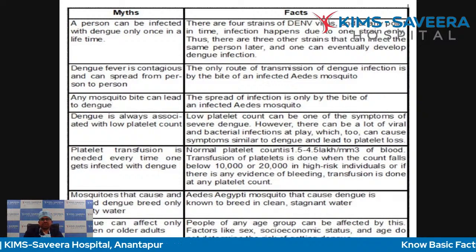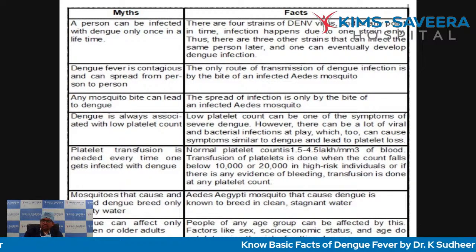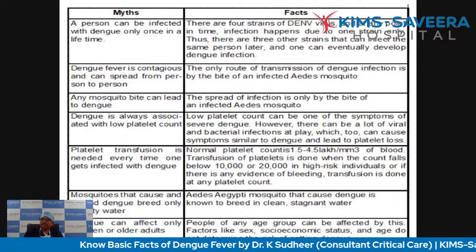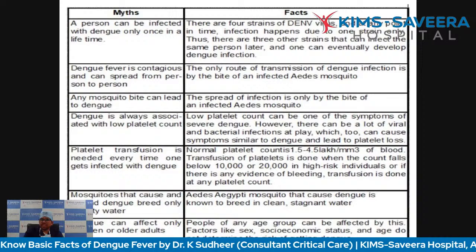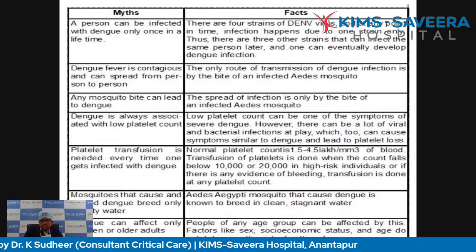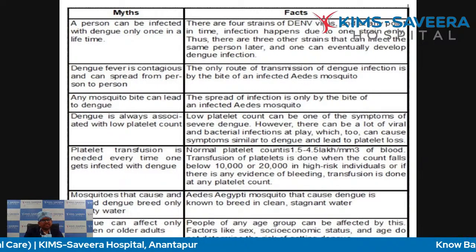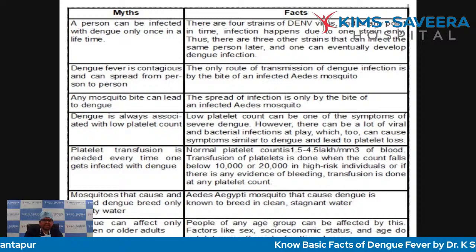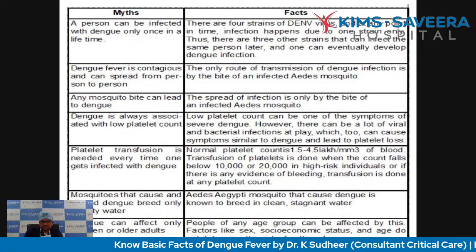Another myth: dengue fever is always associated with low platelet count. No, low platelet count can be one of the symptoms in severe dengue. In classical dengue, the platelet count can be normal. There are a lot of viral and bacterial infections where you can see low platelets. Only in dengue can we not see low platelets; we can see it in other viral fevers also.